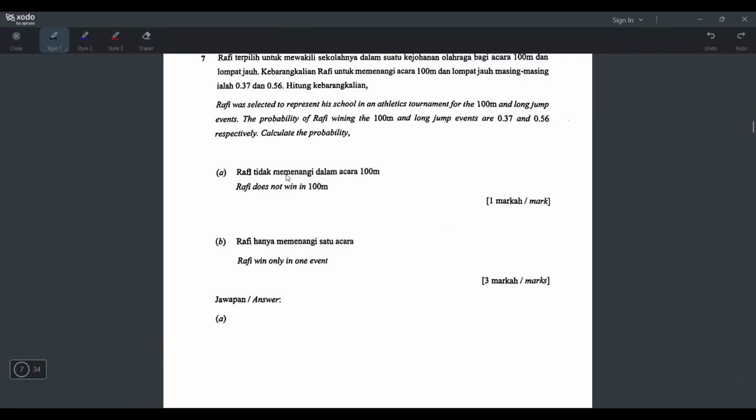Okay, number 7 is a probability question. So let's go. Rafi was selected to represent his school in an athletics tournament for the 100-meter and long jump. So got two acara here, 100-meter and long jump. The probability of Rafi winning the 100-meter is 0.37. So I can write down here, probability of winning 100-meter is 0.37, right? And then the other one, long jump winning, is 0.56.